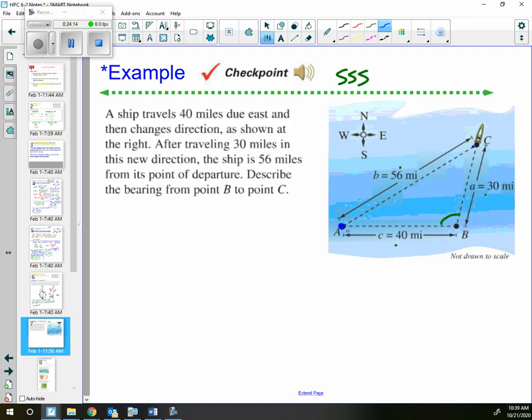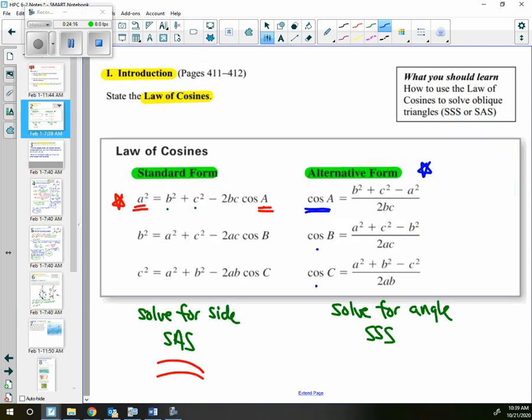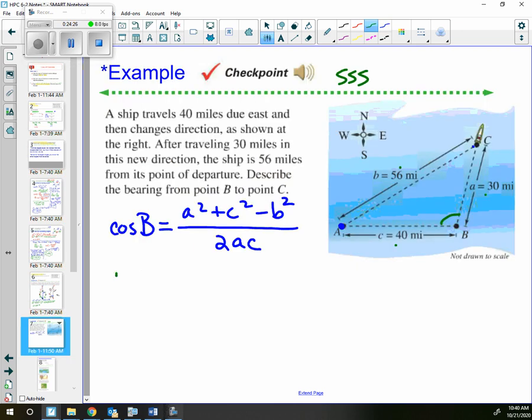So I'm going to go back, and we've got this side, side, side situation, right? So I'm going to be using the formula that's written for B. And again, we put these labels on. You can label whatever you want. So go ahead and get your formula jotted down. All right, so that's going to be cosine of angle B is equal to little a is 30, so 30 squared plus 40 squared minus 56 squared over 2 times 30 times 40.